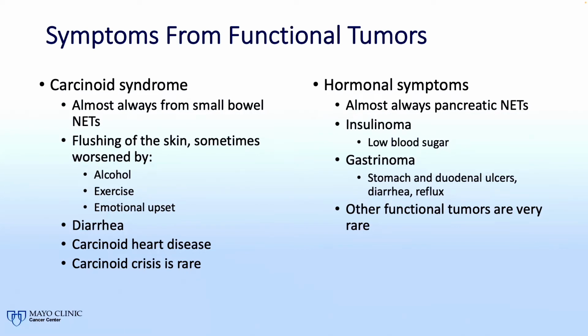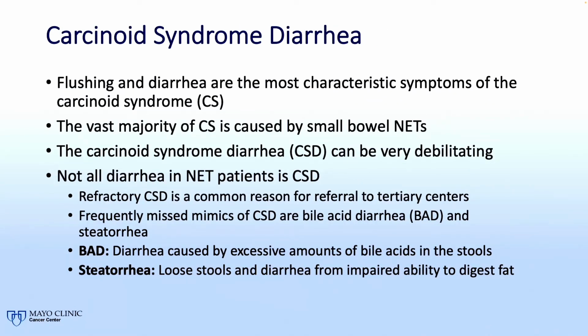And then all of the really rare syndromes, the uncommon hormones, the really fascinating stuff, but very few have that. So with carcinoid syndrome, as I said, flushing and diarrhea are the most common. We always hear about wheezing. I don't think I've heard of carcinoid wheezing for 10 years. It's in all textbooks, but we rarely see it. Most of them are small bowel NETs, the carcinoid syndrome. And not all diarrhea in someone with carcinoid syndrome is from the carcinoid syndrome.